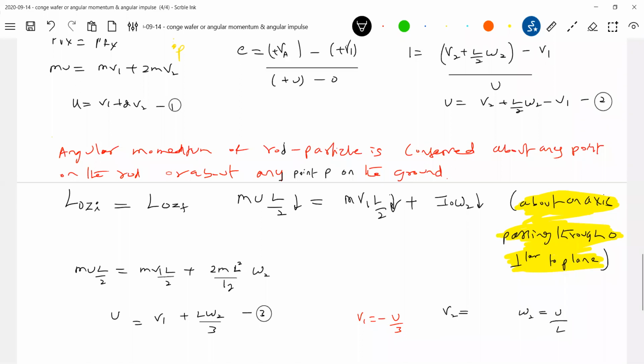Sir, if V1 equals minus U by 3, omega 2 can't be U by L, sir. The third equation won't satisfy that. So that's why I'm telling you, you have to work out all, see that no errors will be there.